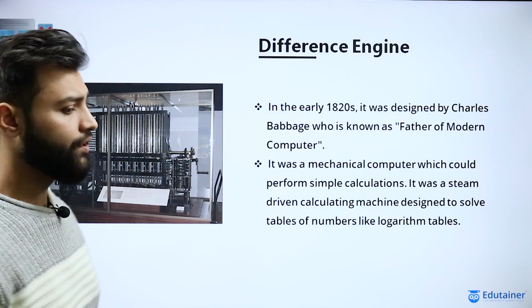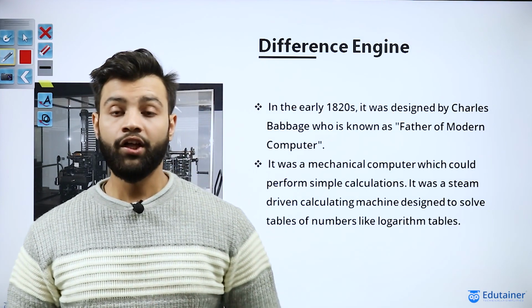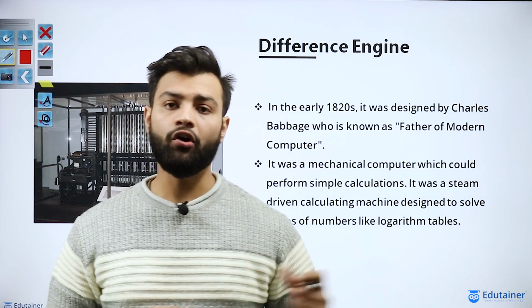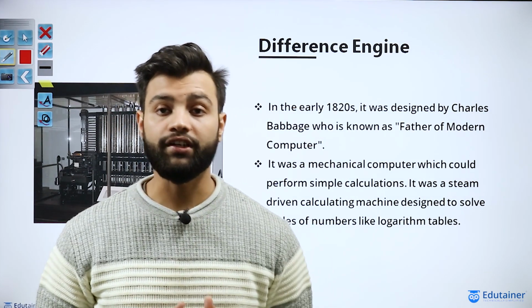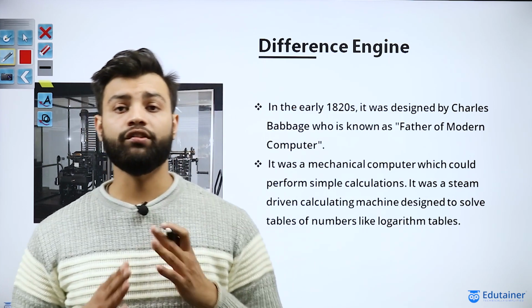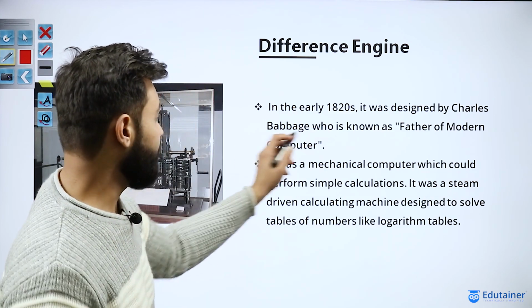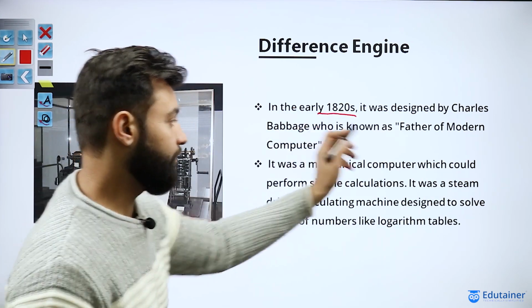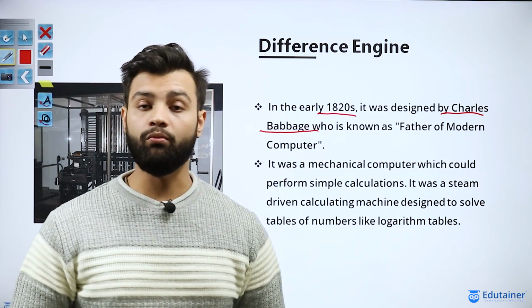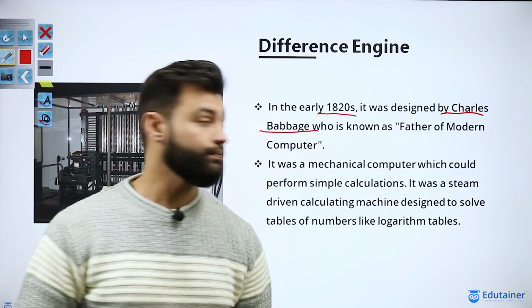So you can see over here, it is the difference engine. From here, it started for the computers. Before, everything was counting devices. It is often said that the difference engine was the first computer that was made. It was in early 1820 and it was designed by Charles Babbage, who is also known as the father of the modern computer.